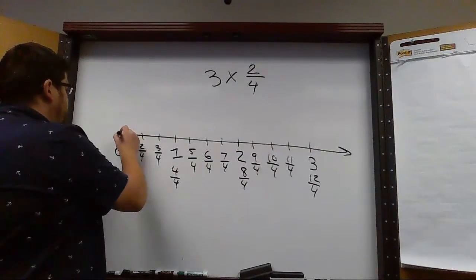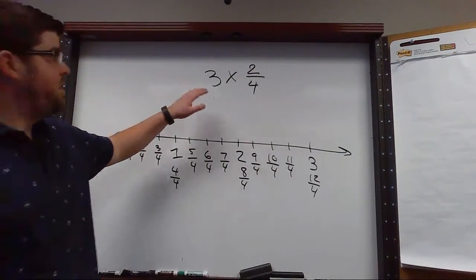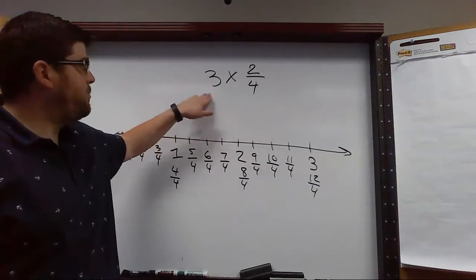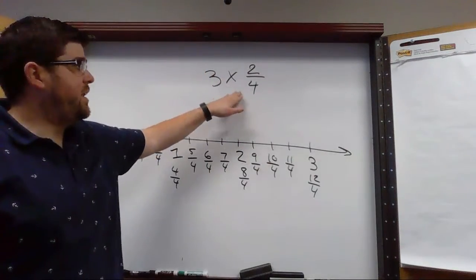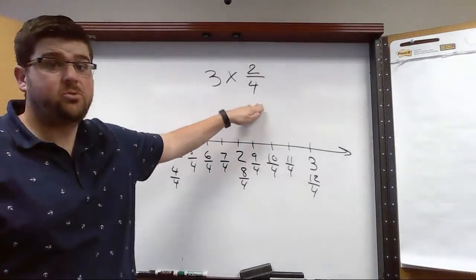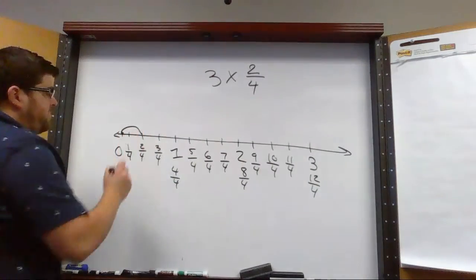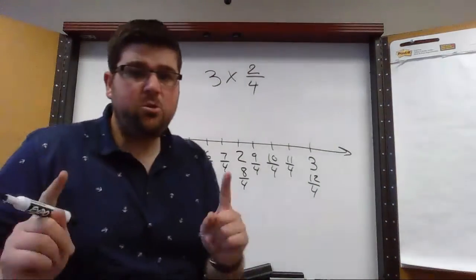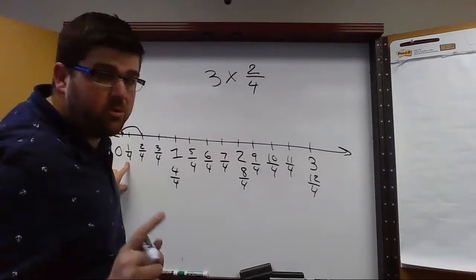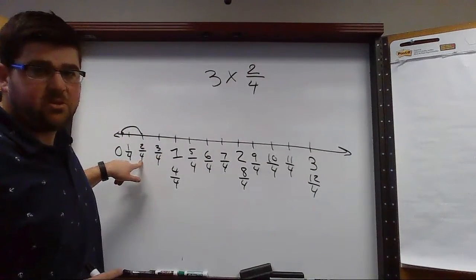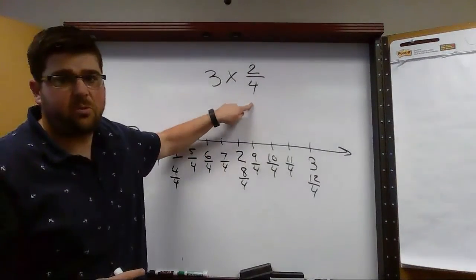So I'm going to start here at 0, and let's remember what my number says here. 3 groups of 2/4. That means I'm going to do 3 hops, and each hop I'm going to be moving 2/4. So I'm going to start here at 0, and I'm going to move my first hop. Notice, some of you will be tempted to hop to the 1/4. Don't do that. You need to hop to the 2/4 because I have groups of 2/4.